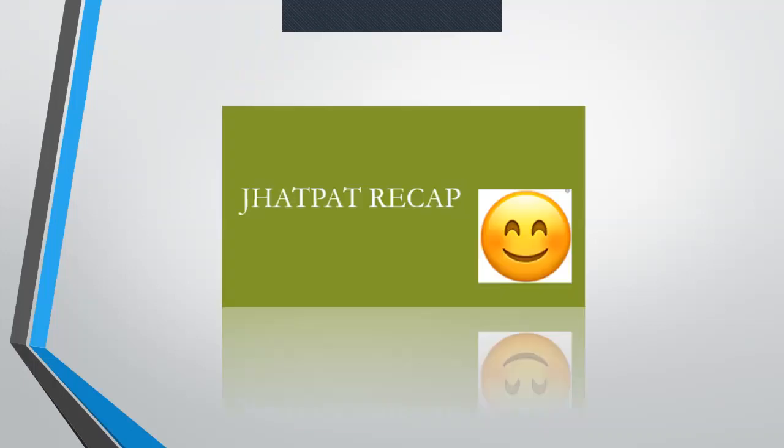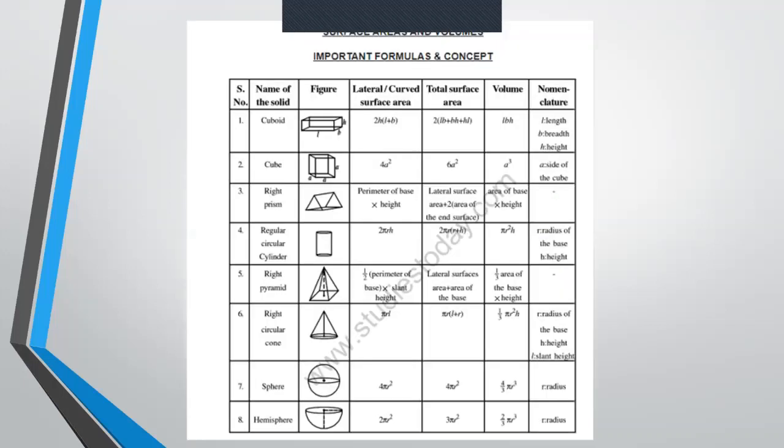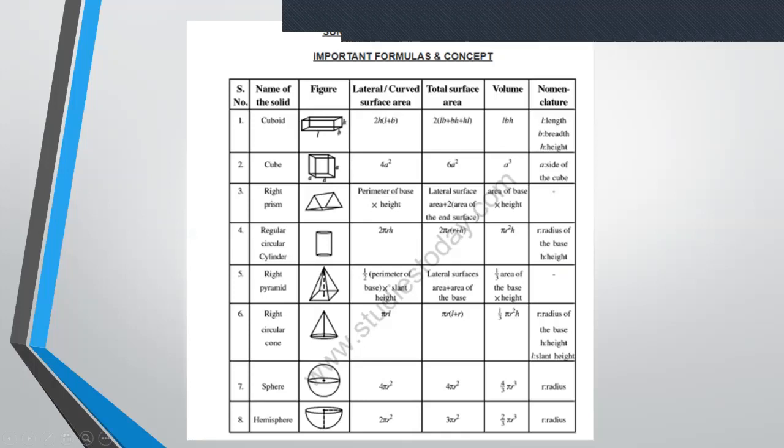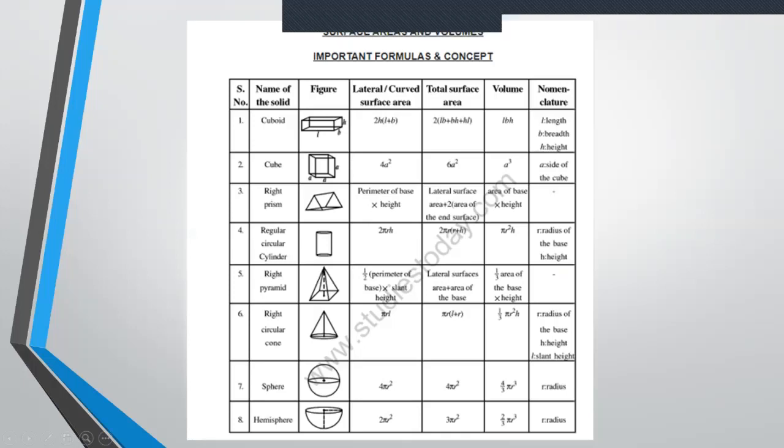Revising it again, a fast Jhatpat recap on what we have done so far. This important sheet on formulas and concepts I've already made you write, if you remember, right, children? If not, it's there in the summary of the chapter as well. If you still want to take a screenshot, go ahead with it. It is there, but it is not given in a picture form. Anybody who needs to take a screenshot, do it. I'm moving ahead.